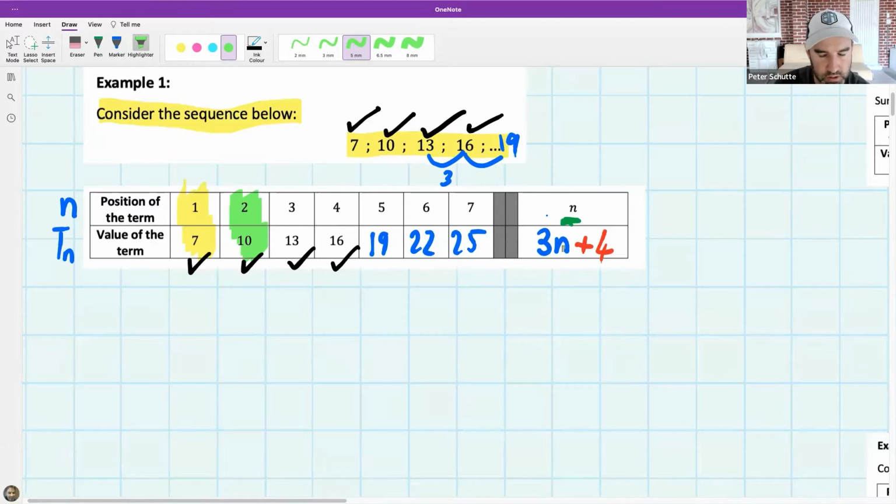3 times 2 is 6. 6 plus 4 is 10. So I'm feeling happy about my working out there. Let's try here.